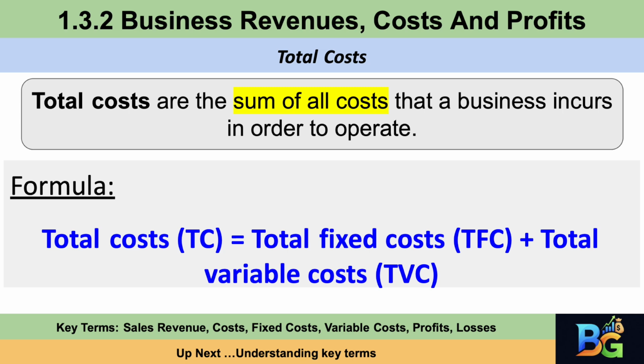Okay, let's unpack this then. Let's start right at the beginning, the definition. What did the sources say total costs are exactly? The sources define total costs, or TC, as the sum of all costs a business incurs, and this is the important bit, in order to operate. Yes, that phrase is crucial. It separates the essential spending from maybe just random expenses. These are the costs that have to be paid for the business to function, period.